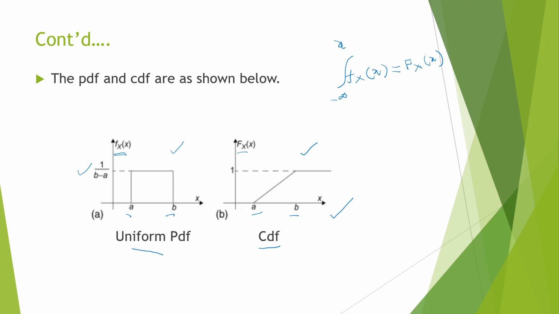So in this video, we started with the continuous random variable, and then we defined the cumulative distribution function. From the cumulative distribution function, we understood how to derive the probability density function, and we considered one example of a PDF, that is the uniform PDF, and computed the CDF from the given uniform PDF.